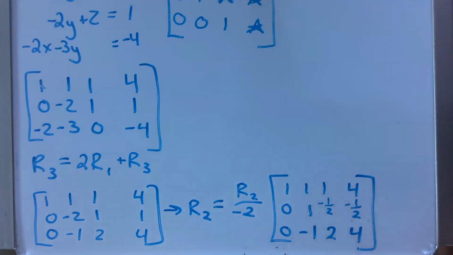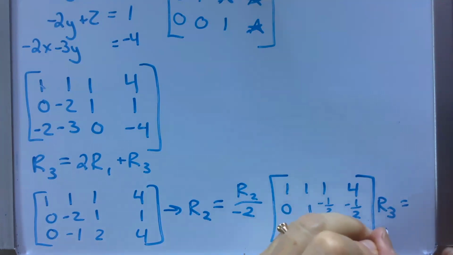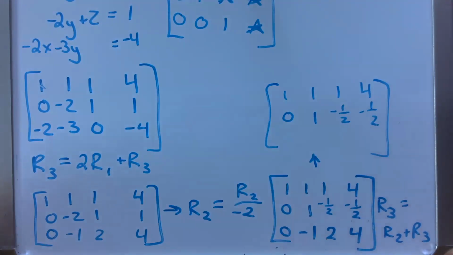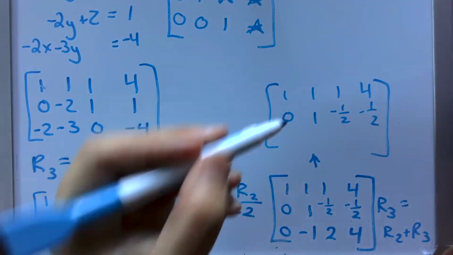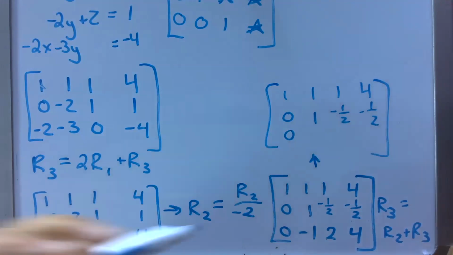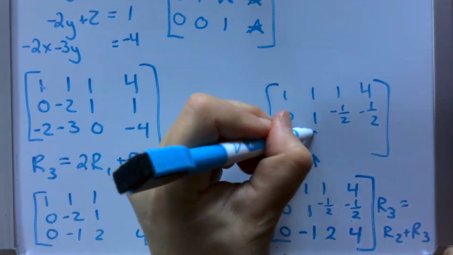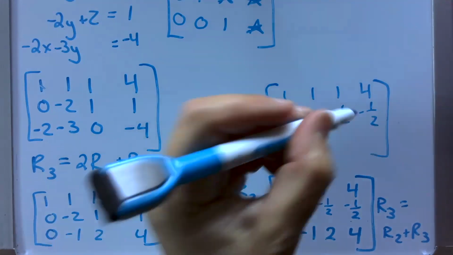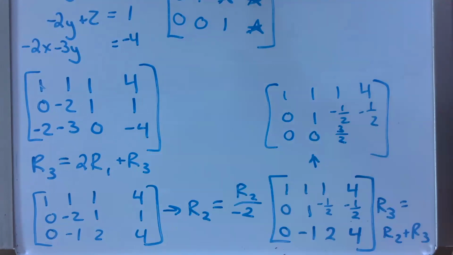So again, I'm going to leave myself some instructions. So to create my new row 3, I'm going to add row 2 and row 3. And my new matrix, okay, here I go. My new row 3, 0 plus 0 remains 0. 1 plus -1 gets me the 0 I was looking for. -1/2 plus 2 leaves me with 3/2. Plus 4 leaves me with 7/2.